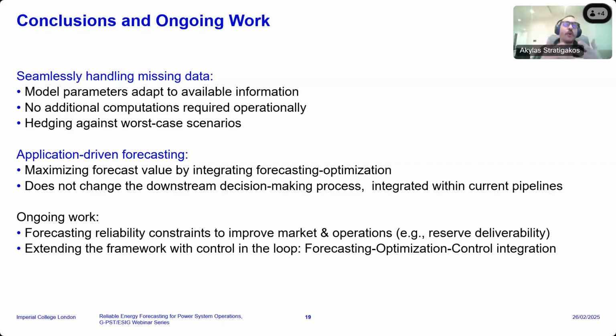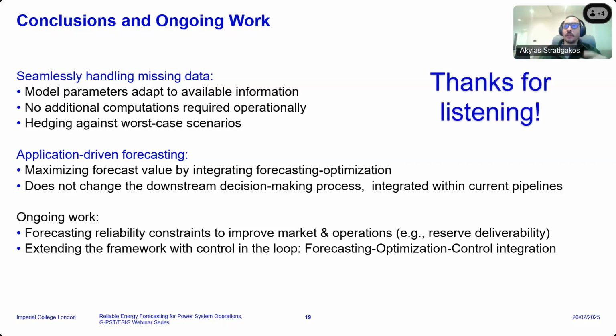There is a lot of ongoing and exciting work at this moment. Two things I would like to mention. First of all is our work on forecasting reliability constraints in order to improve market clearing processes and operations. For instance, how can we forecast a few critical inequalities which we could add to market clearing in order to ensure higher deliverability of reserves. And another interesting ongoing work is extending the integrated forecasting and optimization framework to also include controlling the loop. And with this, we'd like to thank you all for listening, and we'll be happy to further discuss with you.